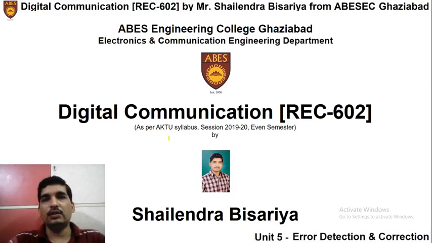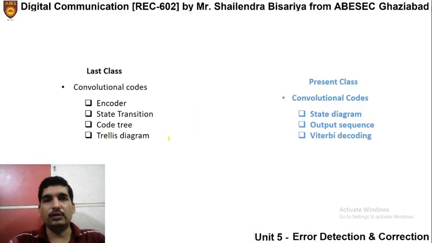Okay, students. In the last class of digital communication, we discussed the convolution codes. We discussed the encoder of convolution code, state transition table, code tree, and trellis diagram. Now, in continuation of that, today we will finish the discussion about convolutional code.